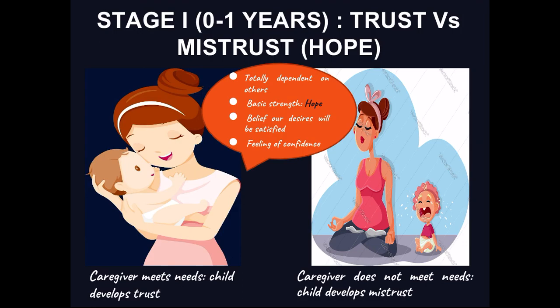So during the first year of life, the child is completely dependent on his mother for his needs. So if the caregiver meets the needs of the child, the child develops trust in later life. But if the caregiver does not meet the needs, the child develops mistrust in later life.